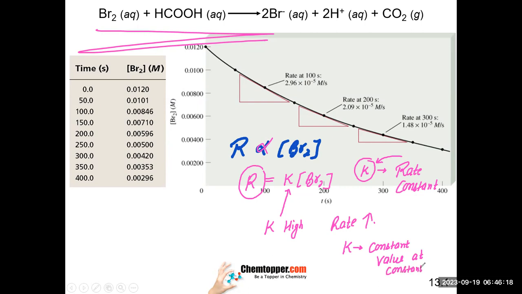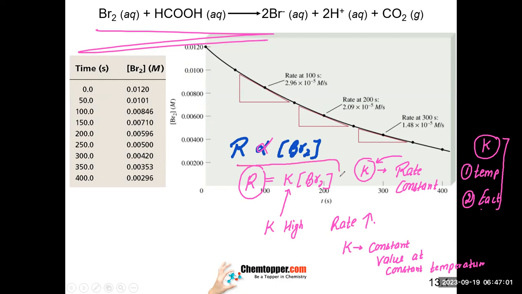So who can change the value of K? The rate constant depends on temperature. You change the temperature, K changes. It also depends on activation energy. You add catalyst, activation energy goes down, K increases because rate increases. So this we are going to discuss in detail in the Arrhenius equation, right? So the rate constant is clear.